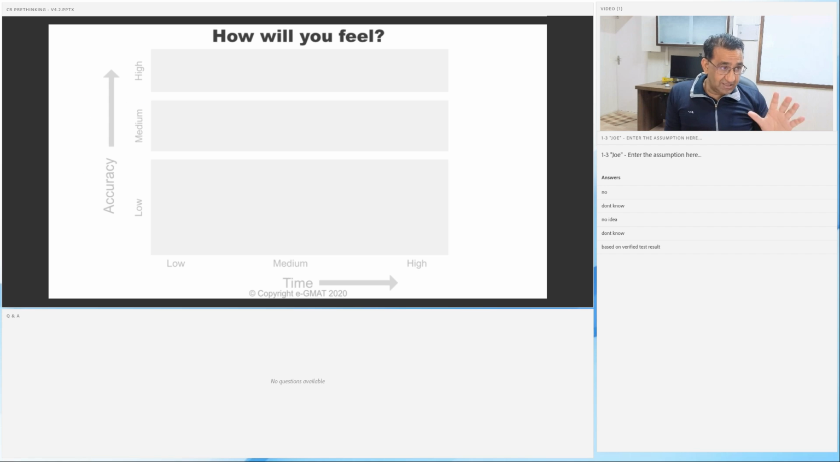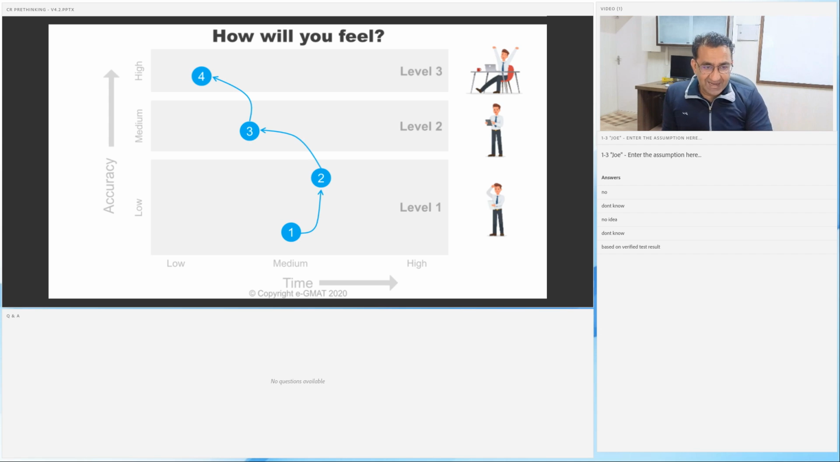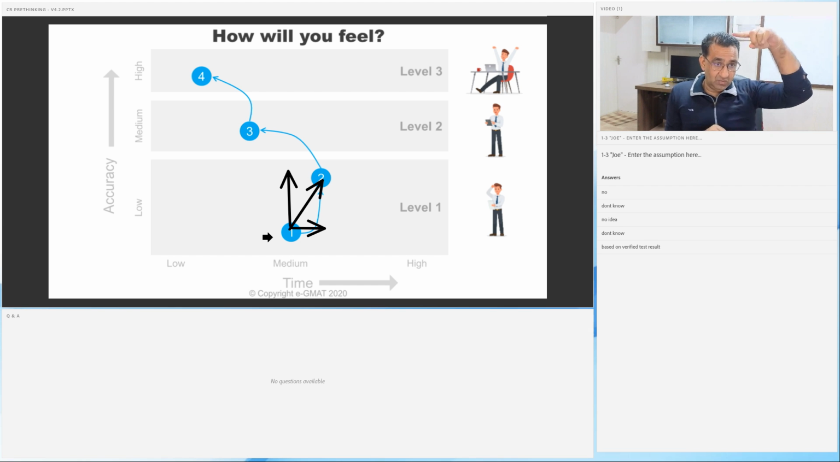Okay, so how is it that you're going to feel here? Let's say you are someone who's starting at point number 1. Now, the first thing that's going to happen is that at point number 1, when you start doing pre-thinking, your accuracy is going to go up, but your time to answer questions is also going to go higher. You can really see you're going to move towards the right and you're going to move up.